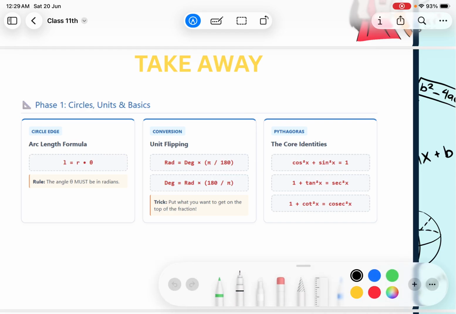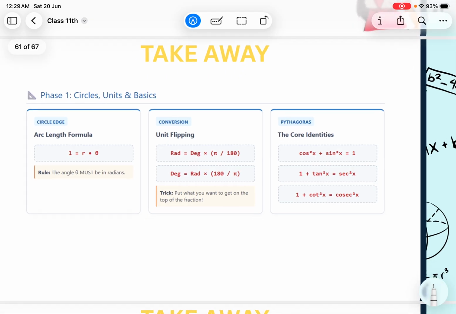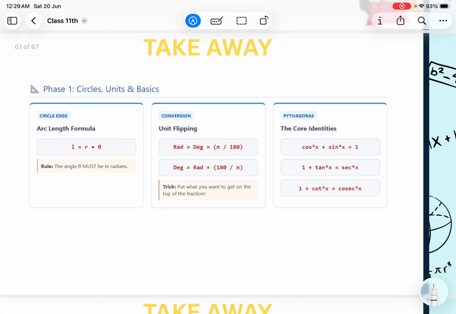Hello everyone, welcome back to the last video on the topic of trigonometry. This is basically a revision chapter where we will see what we have learned so far. First of all, this is phase 1, where we understood what a circle is.